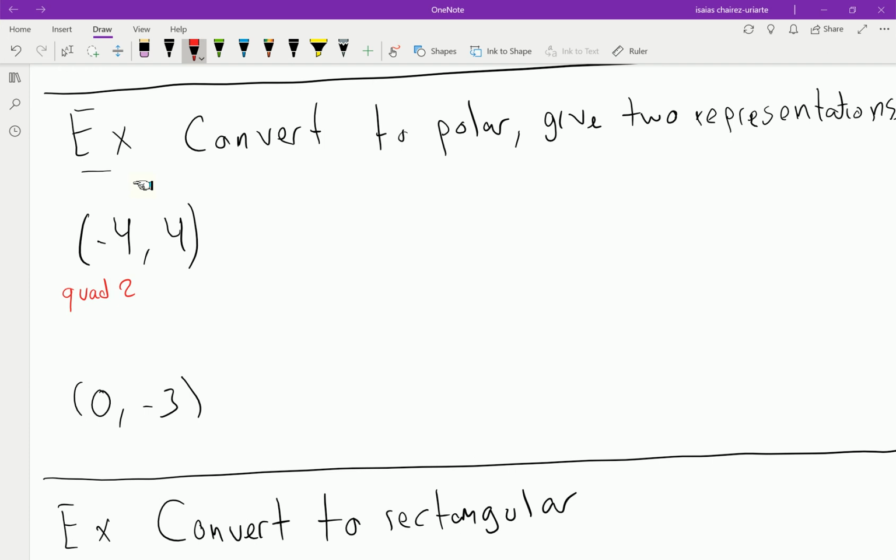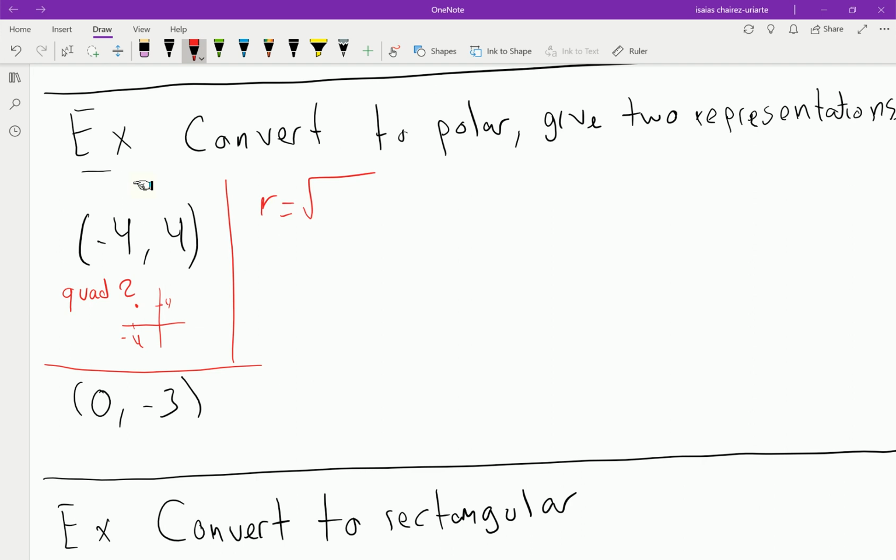I'm just going to make a little sketch of what's going on here, so later on we can check if our polar coordinates make sense. So that's my point. Yeah? All right. So now let me begin by finding r.